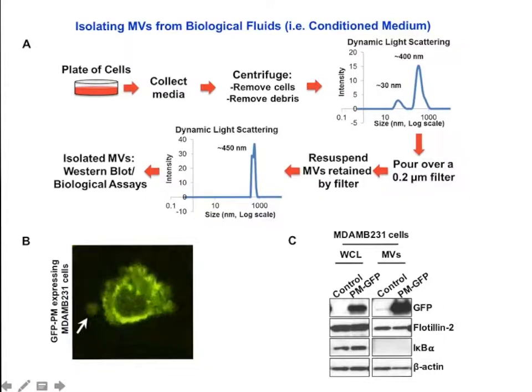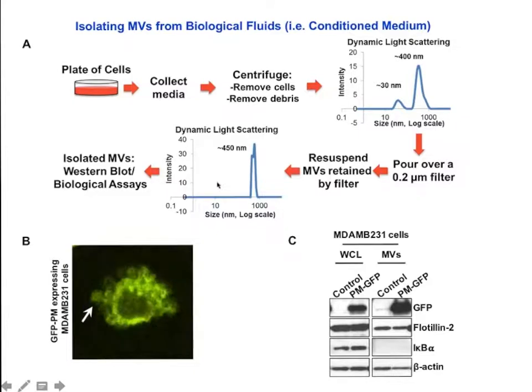And at this point, if you look at the vesicles that are present in this conditioned media using dynamic light scattering, we can see that there's two distinct populations. There's one that averages about 30 nanometers, and a second one that averages about 400 nanometers in diameter. And then what we do is we pour our conditioned media over a 0.2 micron filter. So what this is going to do is in effect split these two populations of extracellular vesicles. The larger ones, this 400 nanometer peak, are going to remain on the top, and that's what we refer to as our microvesicle preparation. Whereas the smaller ones are the exosomes, and they're going to actually flow through the filter.